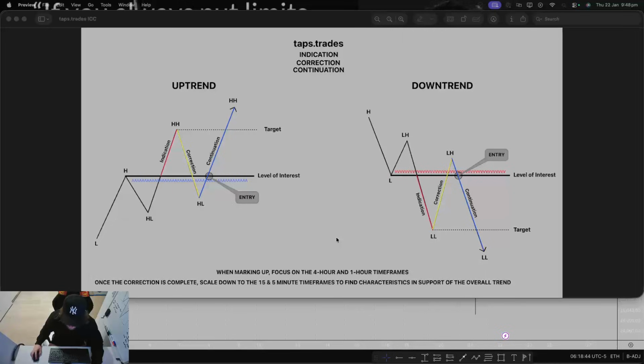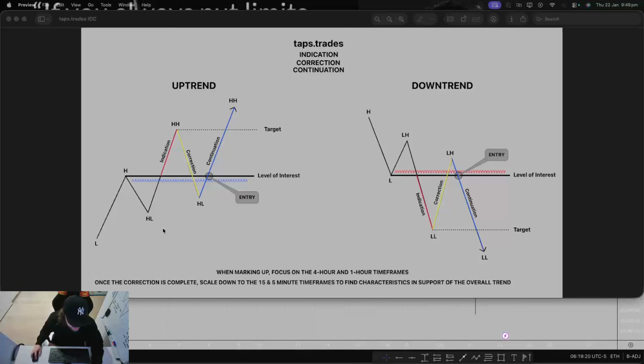So let's run through the uptrend example first. In an uptrend, we want to see the market make, well, generally it will start with a low, then a high, then create a higher low, and then a higher high, higher low, and a higher high. Once we get that higher high, we essentially get the first phase. So we've got the low, high, higher low, and the higher high. We've got the first phase now, which is the indication phase. Once a higher high is created, we get an indication. At this point in time, we can draw our level of interest on the previous high.